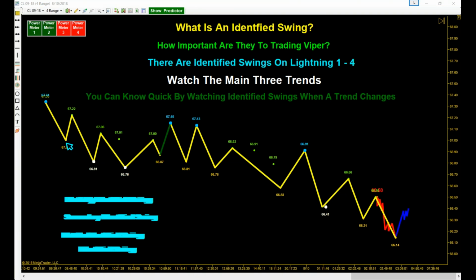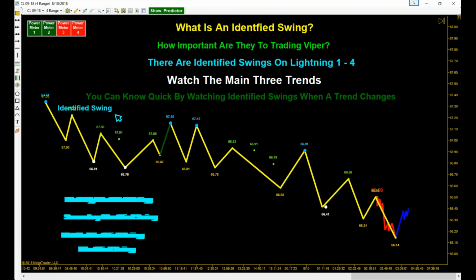And that's extremely important because right in here, you're going to see some things that are going to kind of open your eyes up to how to trade this. So let's go ahead and first off, let's put this one as an identified swing. Okay, that's an identified swing on a downtrend. I should have put that in red, shouldn't I?